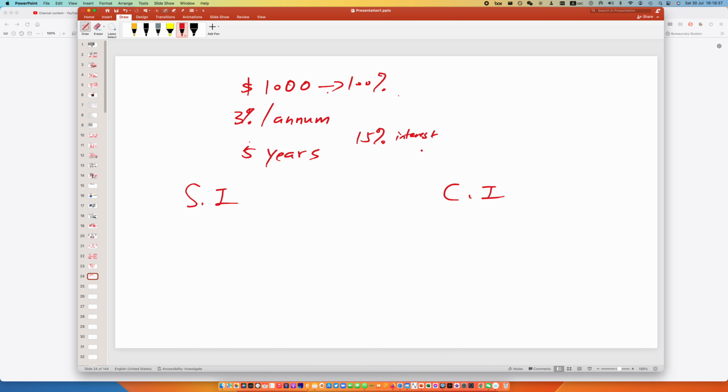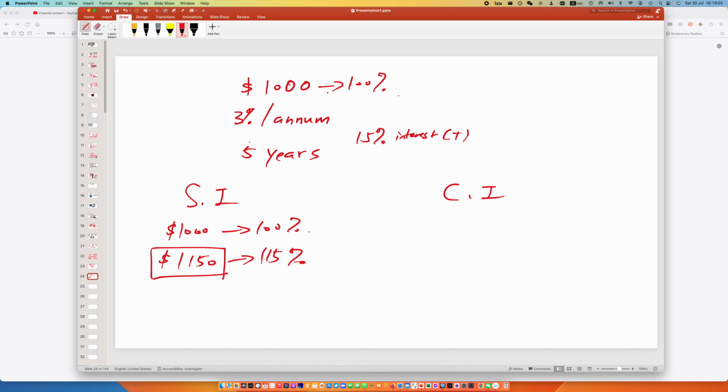This interest is a plus, so for simple interest it's very easy. $1,000 is 100%, and after 5 years you get 15% more, so it's 115%. Therefore you will get 1,150. Does it make sense? So after 5 years you will get this amount for simple interest.